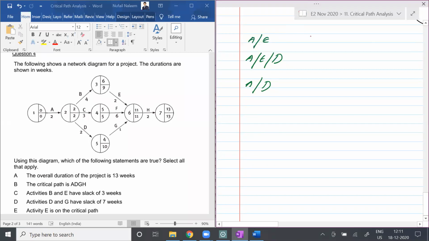Let's go to the first one, option A. The project duration is 13 weeks. You can observe that clearly by looking at the last one, 13. Agree, no, students? So that is correct.